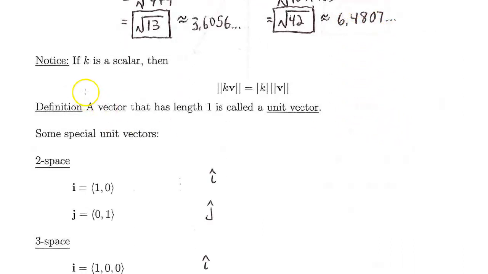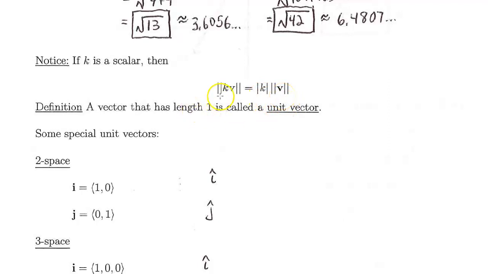Okay, now if k is a scalar, then really pretty much just by definition of scalar multiplication, the norm of kv is the absolute value of k times the norm of v. So remember, if k was a positive number, let's say k is 5, 5 times v is the vector that just has the same direction as v, but it's 5 times as long. So if you want to know what's the length of 5v, well, it's just 5 times the length of v.